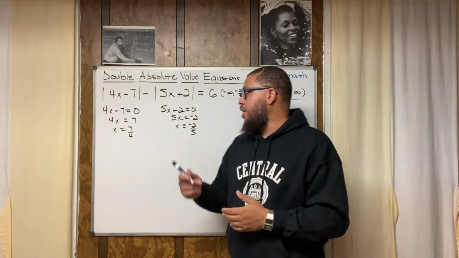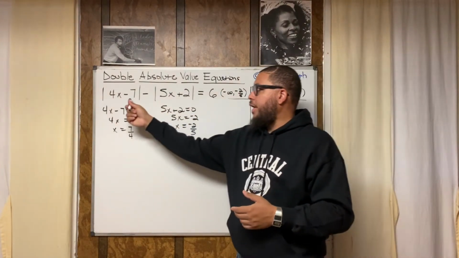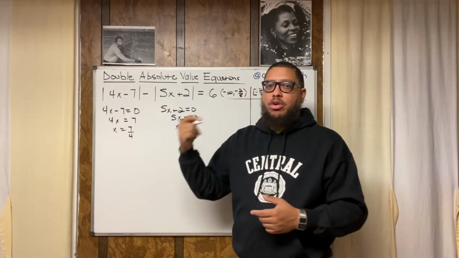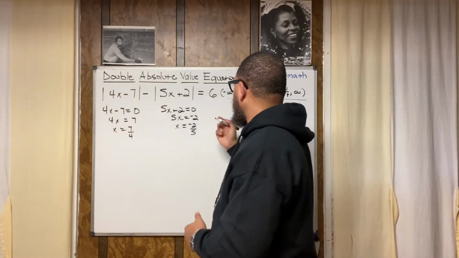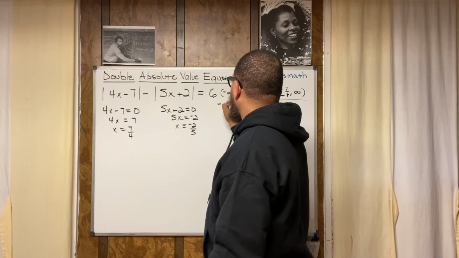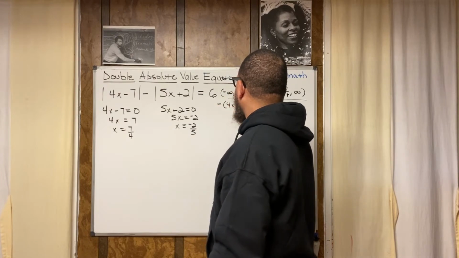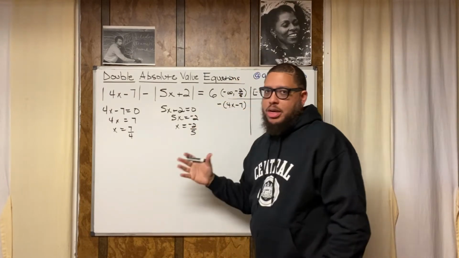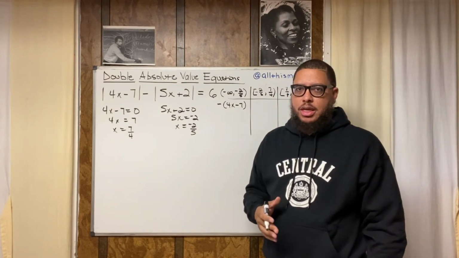So because a value in this interval gave me a negative value for this expression, when I create my equation, I'm going to use the negative of 4x minus 7. That's very important to understand. That's very important to understand.